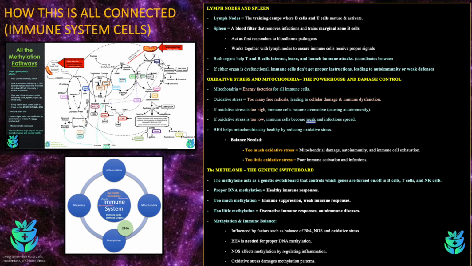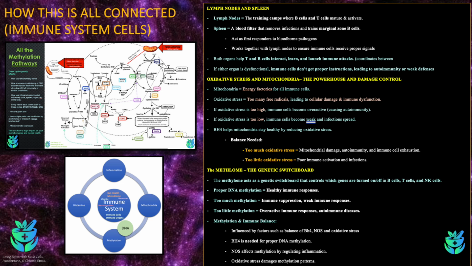Oxidative stress and mitochondria, the powerhouse and damage control. Mitochondria are the energy factories for all immune cells. Oxidative stress means too many free radicals, leading to cellular damage and immune dysfunction. If oxidative stress is too high, immune cells become overactive, causing autoimmunity. If oxidative stress is too low, immune cells become weak and infections can spread. BH4 helps the mitochondria stay healthy by reducing oxidative stress. Stress can crash this whole system.